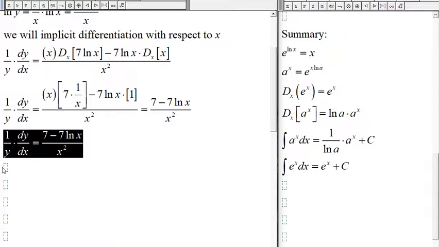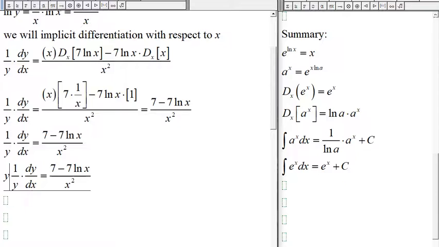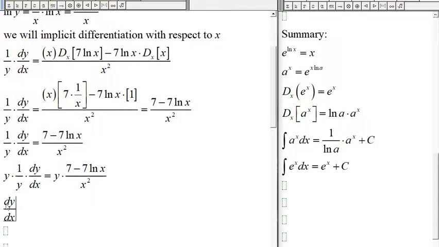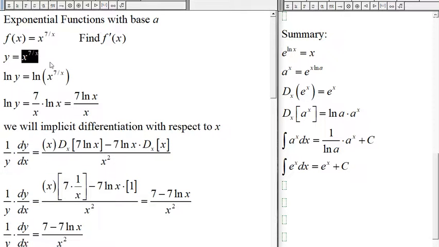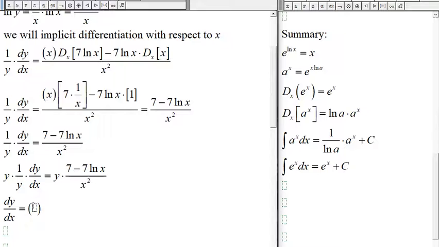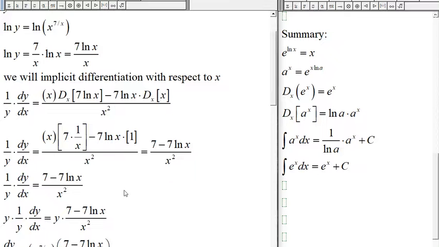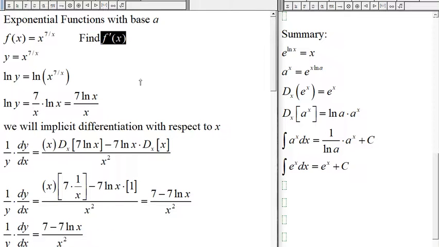And now multiply both sides by y. And so we get dy dx is equal to, but y is x to the 7 over x, so we get x to the 7 over x, and then times this. So this is the derivative, so dy dx, that's the same as f prime of x.